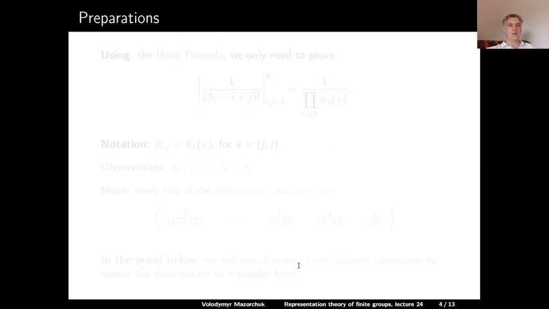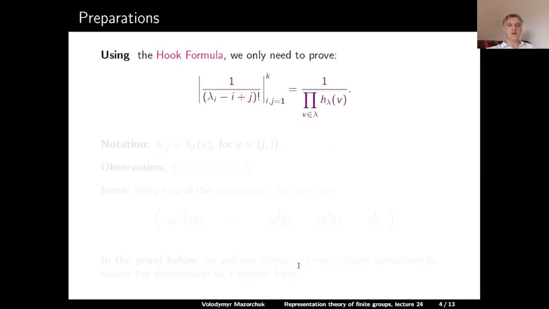Here is how we will prove the determinantal formula. We will use the hook formula, which we already proved. And if we compare the determinantal formula and the hook formula, then we see that in order to prove our determinantal formula, we only need to show that the determinant in the formula equals 1 divided by the denominator of the hook formula. We will use the following notation.